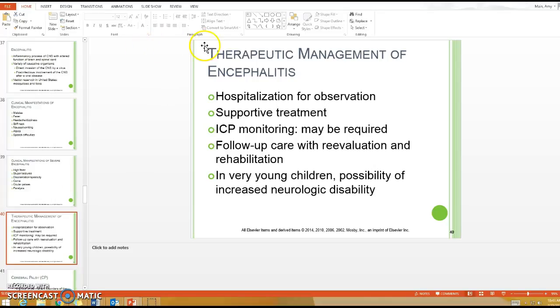And that's all I'm going to say about the inflammatory or infectious disorders of the brain. Next section will be on cerebral palsy.